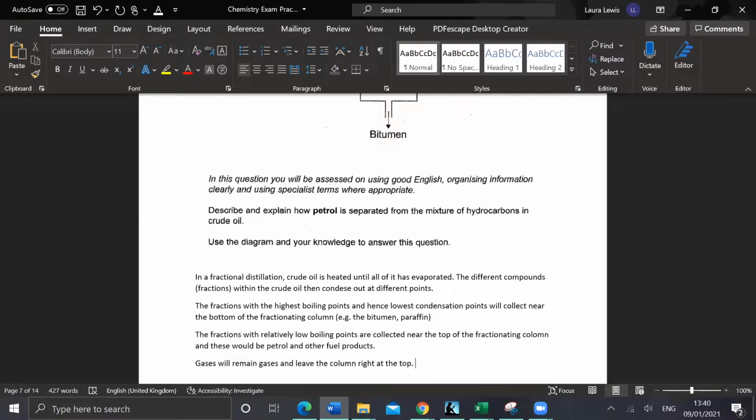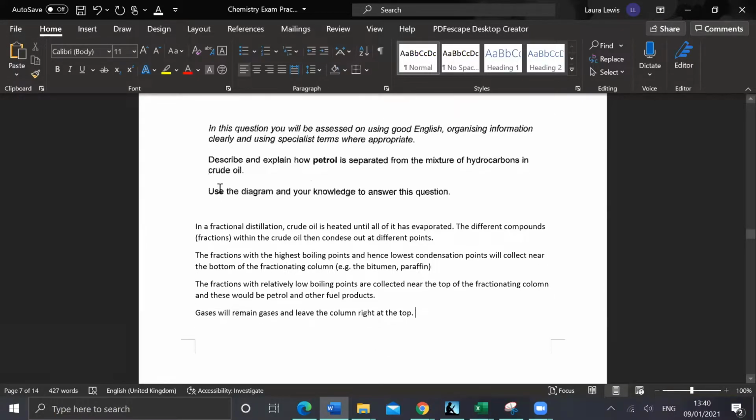We have to be careful of knowing some of the fractions here. You need to find out which fractions have a relatively lower boiling point, and which ones are relatively high, because we could be asked to label. So a little bit of memorization may be required with this one.